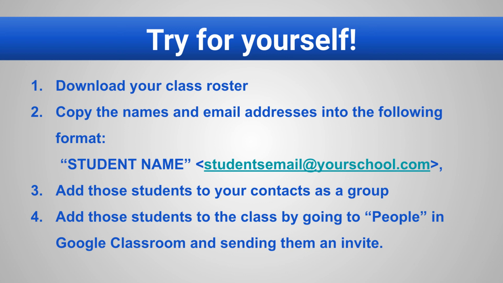Just practice this format. Quotation marks around the student name, and then a space, and then a caret, I think is what we call that, the sideways V brackets, I don't know what you call them. Student's email address at yourschool.com. So for us, that would be the student's email handle at wilmina.ac.jp. And then at the end, with the closed caret and the comma, so that we can highlight all student names and copy them and paste them in at once.